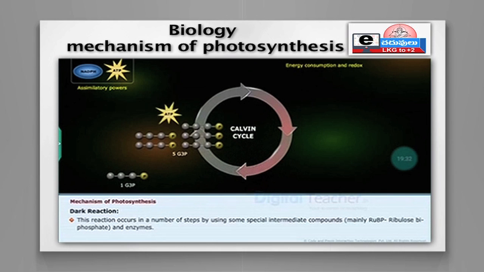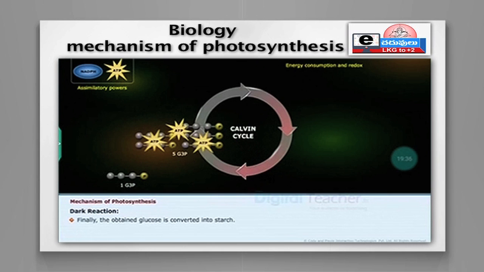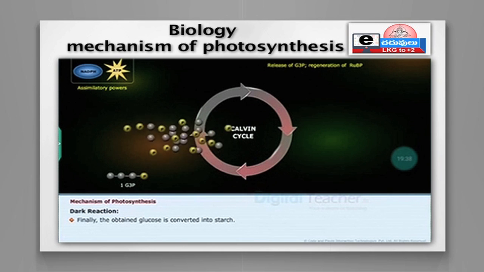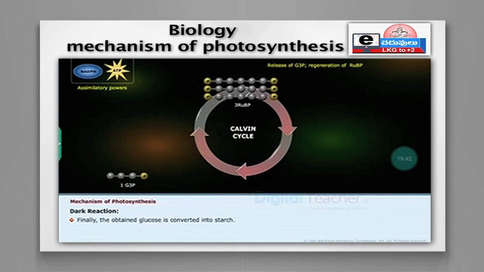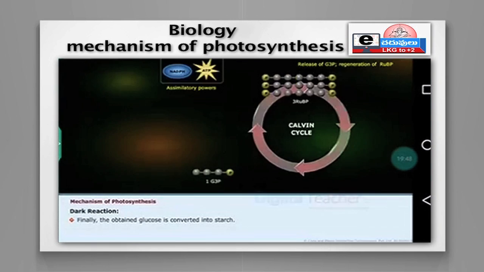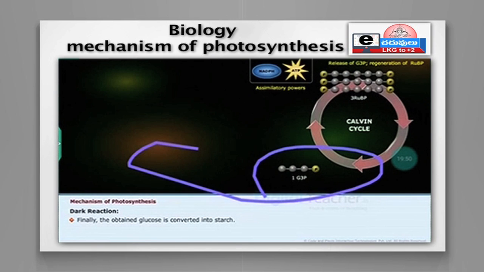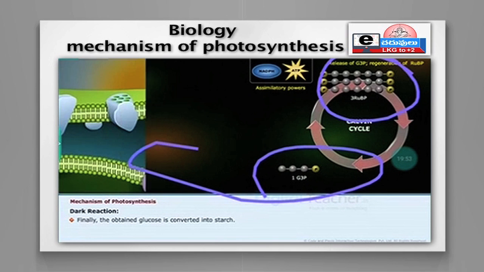One is the G3P, glyceraldehyde phosphate. The remaining 5 glyceraldehyde phosphate are converted back, releasing the RuBP product for regeneration of RuBP. But this 1 glyceraldehyde phosphate we can convert to starch formation. This is one reaction that takes place.